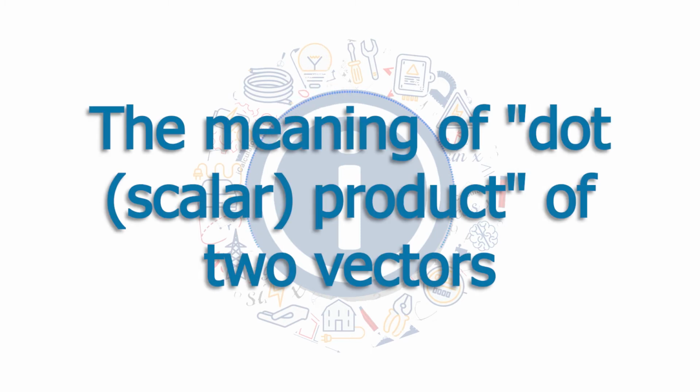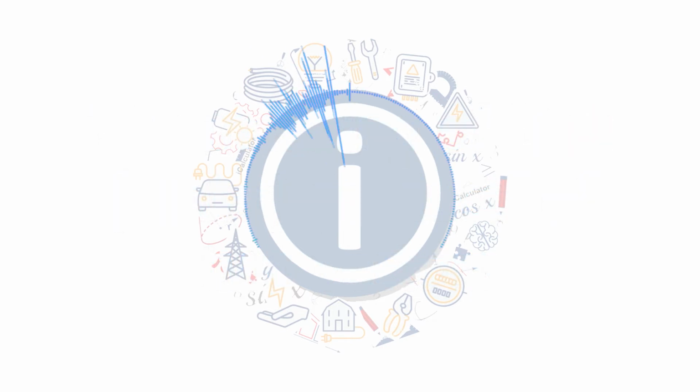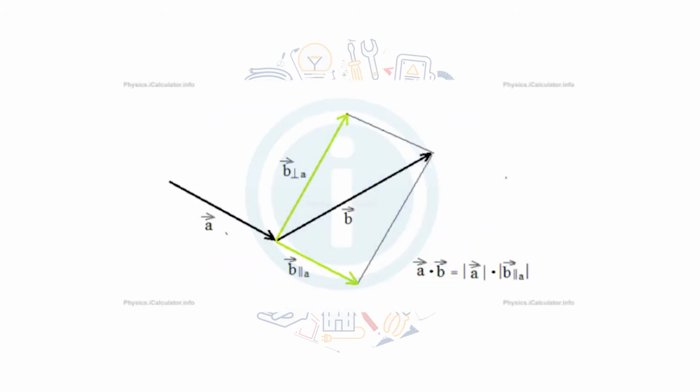The meaning of dot (scalar) product of two vectors. Geometrically, the dot product of two vectors A and B represents the numerical product of the magnitude of the vector A, and the projection of the vector B in the direction of A. Look at the figure on screen.